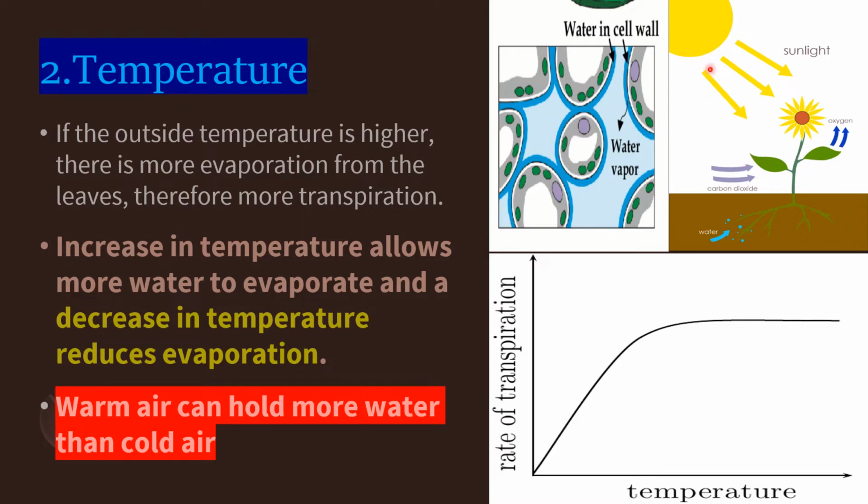In the case of intensity of light, it is the same. When the intensity of light increases up to an optimum level, the rate of transpiration also increases. It is directly proportional. But very high intensity will damage the cells of the plant. A very important point you have to remember here: warm air can hold more water than cold air. Very important. Warm air can hold more water than cold air.